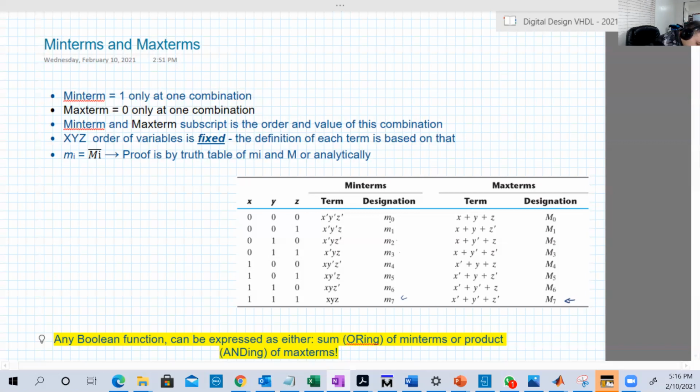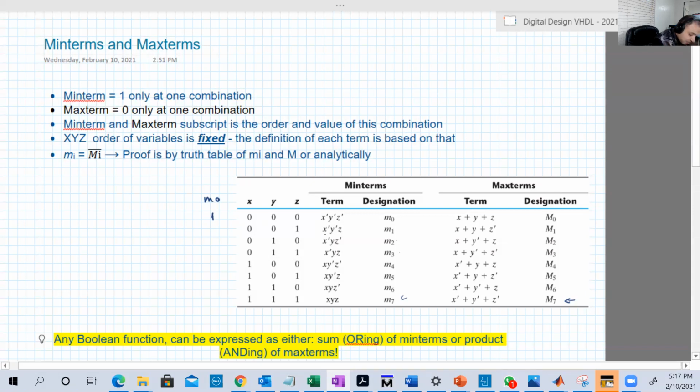For m0, let's consider it as a function that we're going to determine at the eight possible combinations of its inputs, x, y, z. When x is 0, y is 0, and z is 0, then x prime will be 1, y prime will be 1, z prime will be 1. So 1 and 1 and 1 will be just 1. We said that the min term should be 1 at a particular combination, 0 otherwise. So we're expecting that for other combinations of x, y, z, we will have 0 for m0, the minimum term 0.